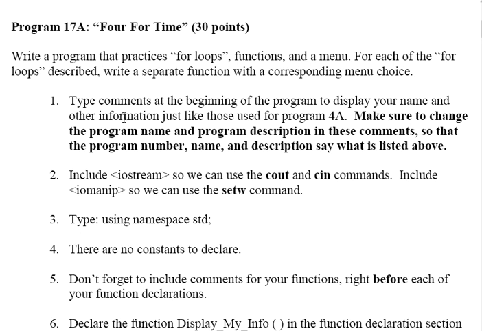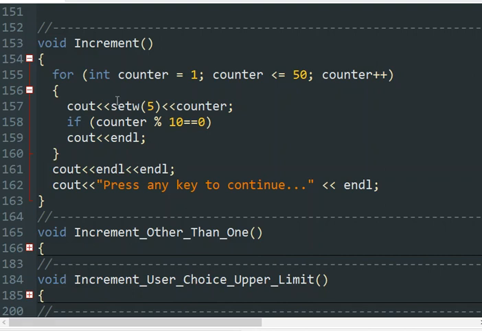We're going to be starting some new programs, starting with program 17A, whose name is for time, because we're going to practice writing 4 different for loops. Now, it's come to my attention over looking at the last several programs that some of you don't have a really good grasp on for loops. So let's take a look back and see some of the things that we've learned.